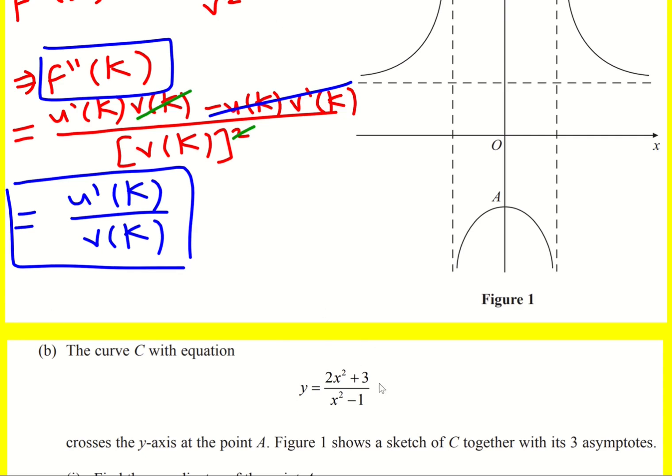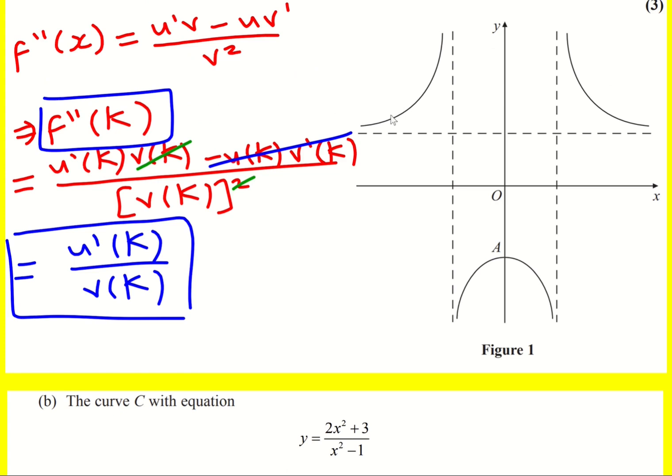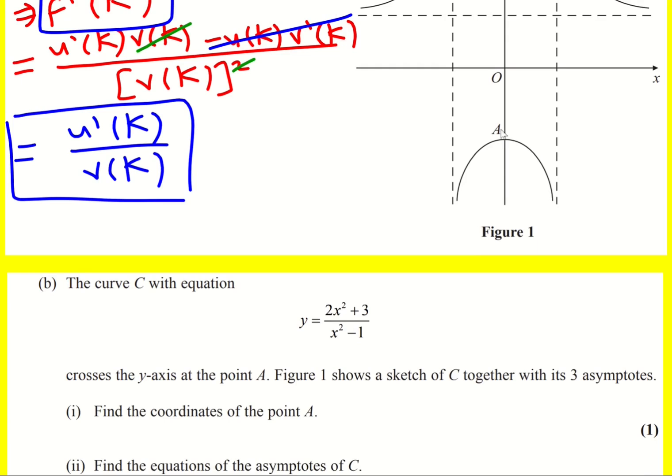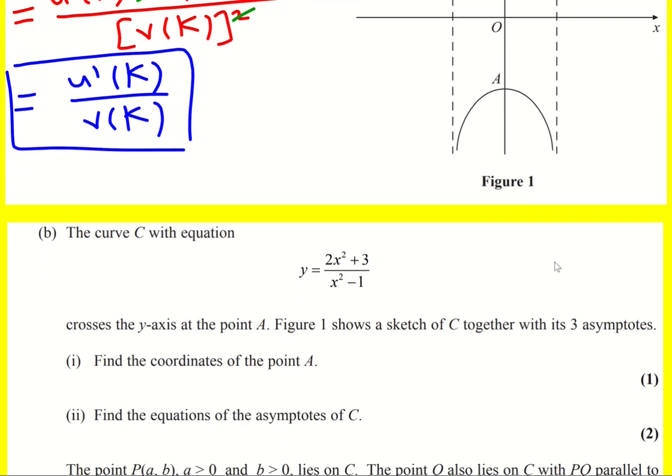So in B, we're given this function, and we're told it crosses the y-axis at point A. Here we go, because it's figure 1 sketches C together with its 3 asymptotes, these dotted or dashed lines in this case, where the curve will never touch. And then we're asked to find the coordinate of point A. So that is going to be when x is equal to 0. So y will equal 3 divided by minus 1, which is simply minus 3. And A is therefore (0, minus 3).